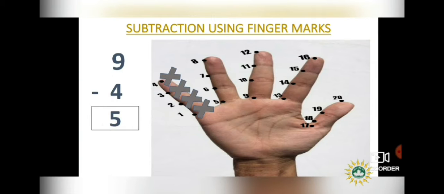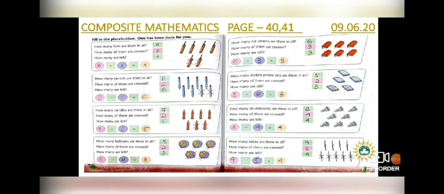So I hope all of you have understood the concept of subtraction. I repeat, subtraction means to take away, or what we have to find out is how many are left or what remains after taking away a smaller amount from a larger amount. So children, now I hope you will be able to complete page 40 and 41 of your composite maths. Here you have to read the question and understand what is needed. Then you have to write the answer or the number correctly in the box given.